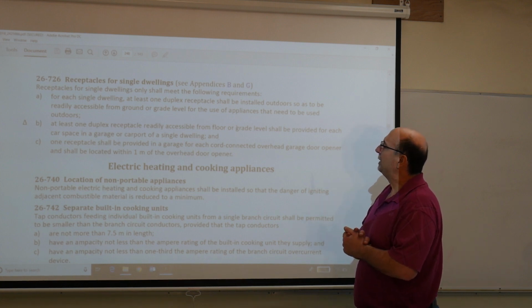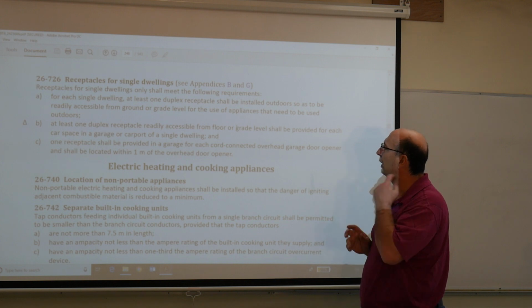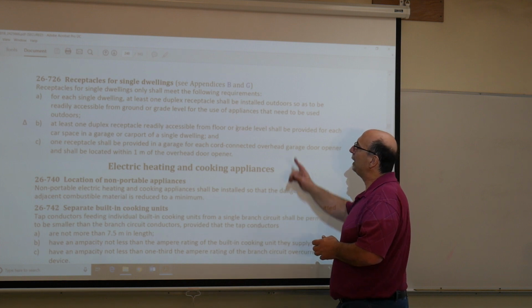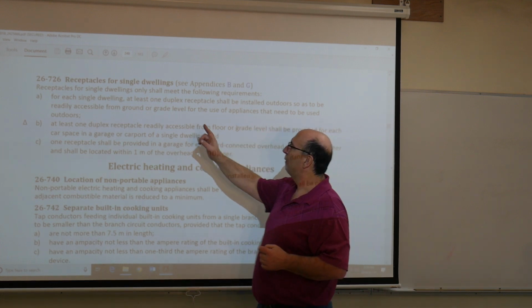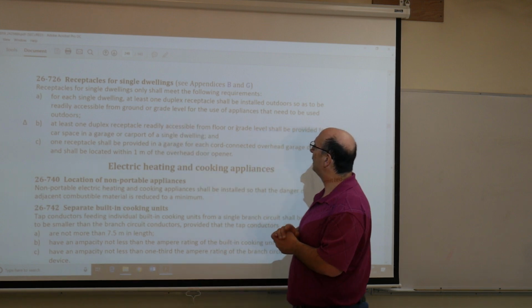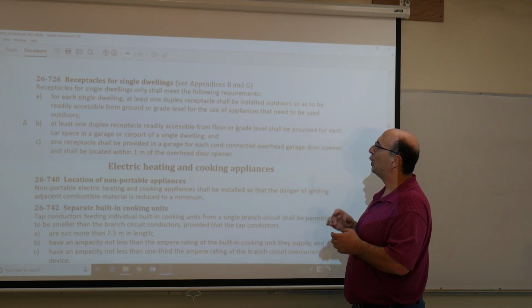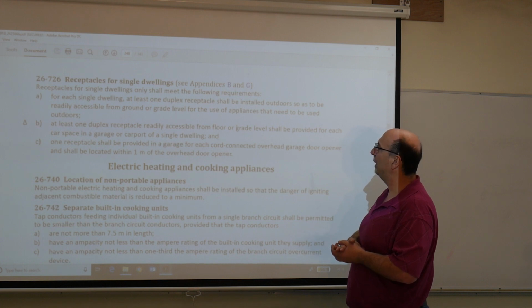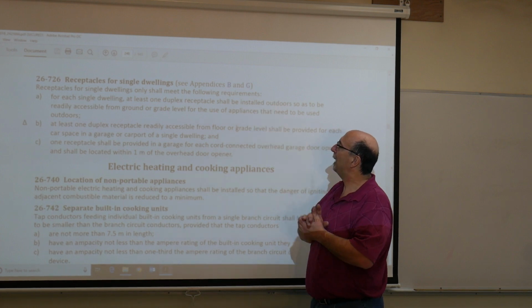Next rule, 26.726, receptacles for single dwelling. See Appendix B. Receptacles for single dwelling units only shall meet the following requirements. So for each single dwelling, at least one duplex receptacle shall be installed outdoors so as to be readily accessible from ground or grade level for the use of appliances that need to be outdoors. So we have to have at least one duplex receptacle.